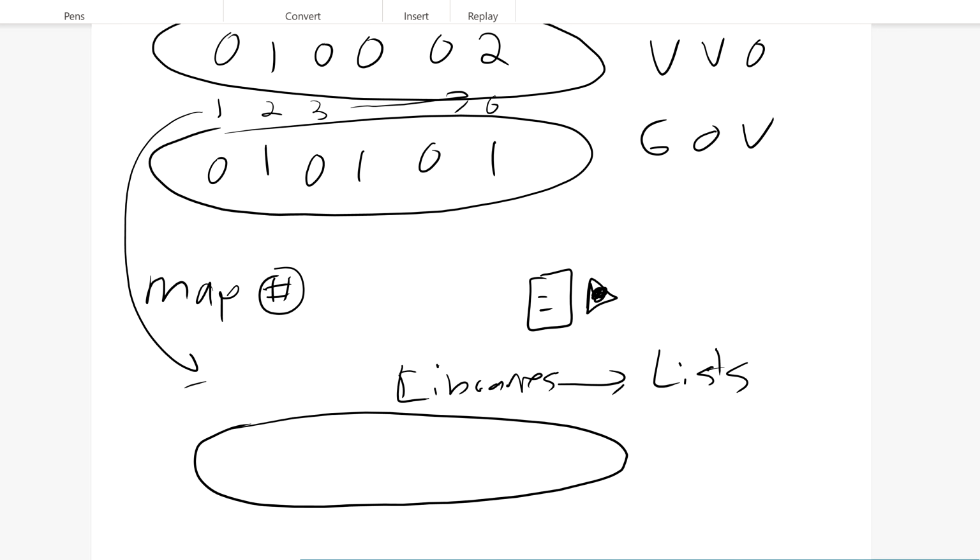Well, the first position, the minimum of 0 and 0 is just 0. The minimum of 1 and 1 is 1. The minimum of 0 and 0 is 0. For the fourth position, the minimum of 0 and 1 is 0. For the fifth position, the minimum of 0 and 0 is 0. And for the last and sixth position, the minimum of 2 and 1 is 1.